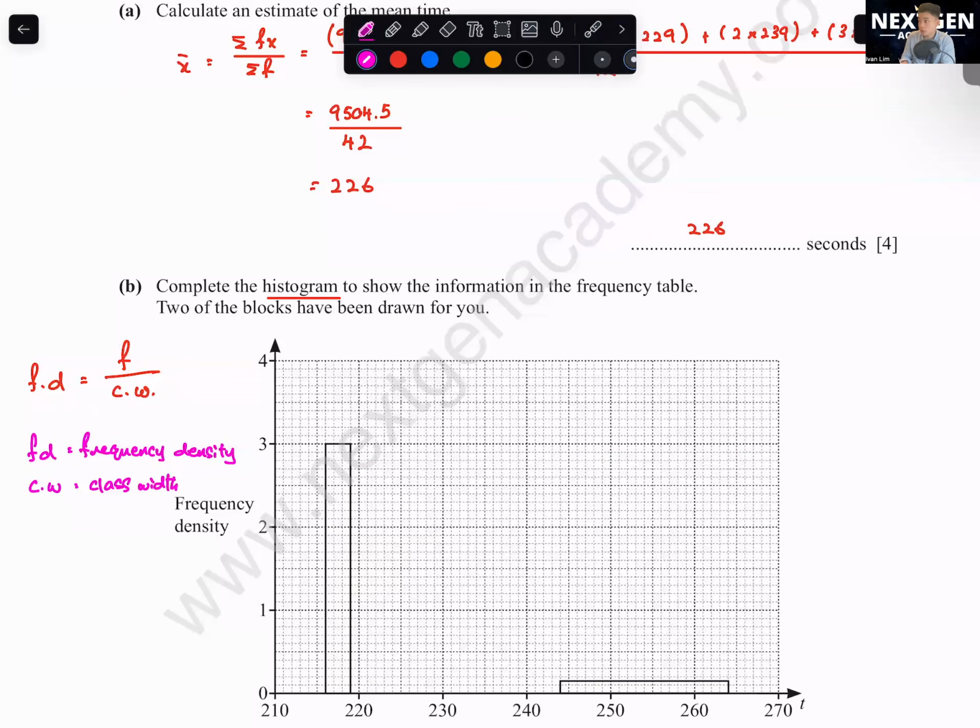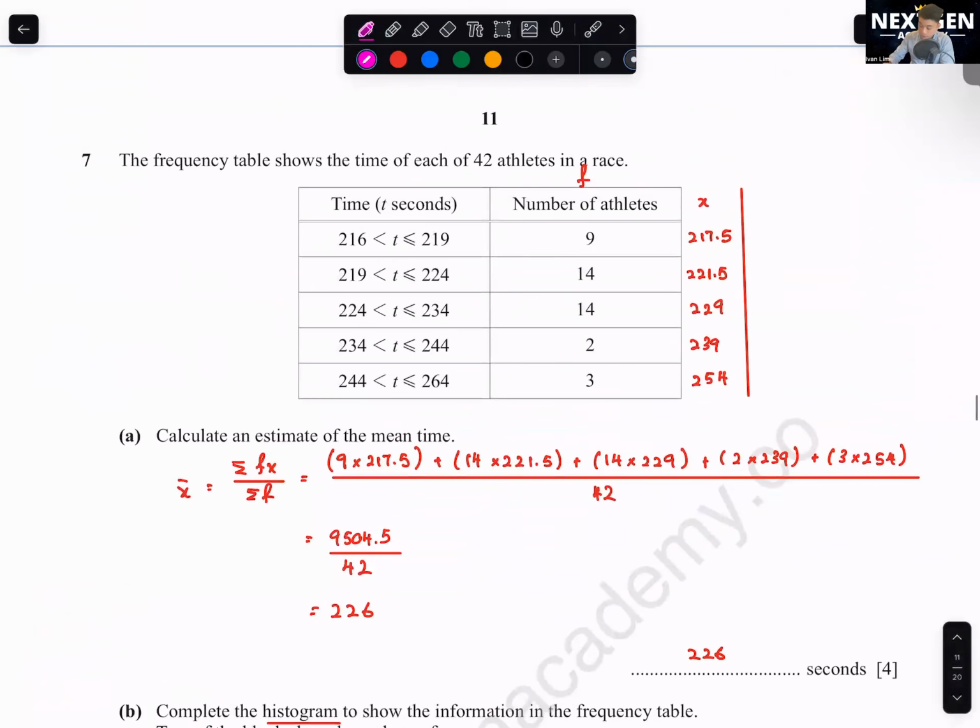So what I want y'all to do is add another column here. We call it CW. I'll just put it on the table here so it's easy for me to check back. Class width is you take the last value minus the first value in the class. So 3, 5, 10, 10, 20.